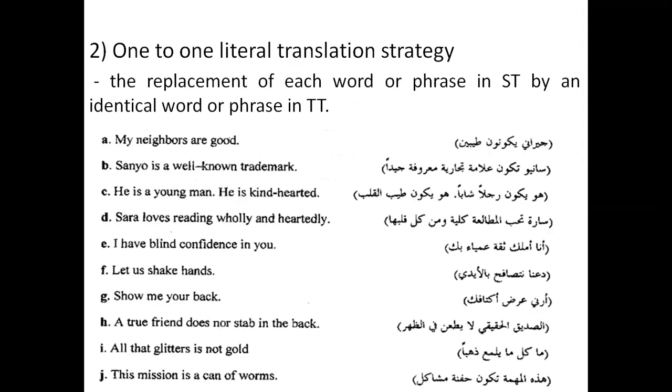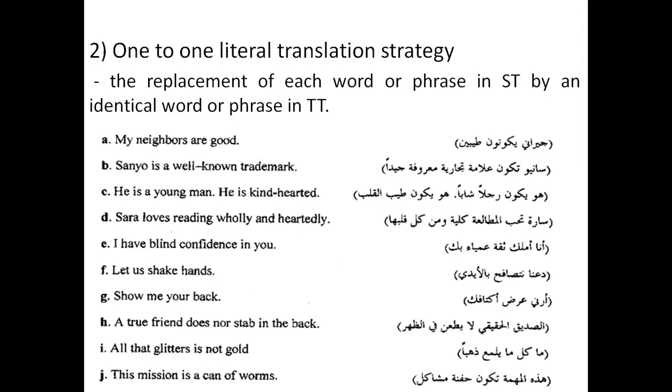Look, the second sub-strategy of literal translation is the one-to-one literal translation strategy. Actually, this strategy means the replacement of each word or phrase in the source text by an identical word or phrase in the target text. Now, what is the difference between this strategy, one-to-one literal translation, and the previous strategy, word-to-word literal translation? Actually, as we said, word-to-word translation looks at the translation from a word level, while one-to-one literal translation looks at the word level and also the phrase level. So not only the word level but also the phrase level.